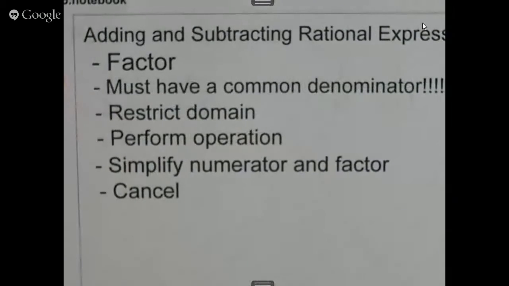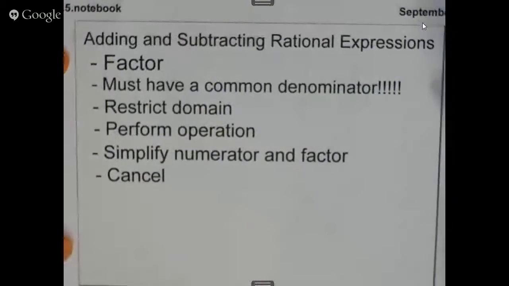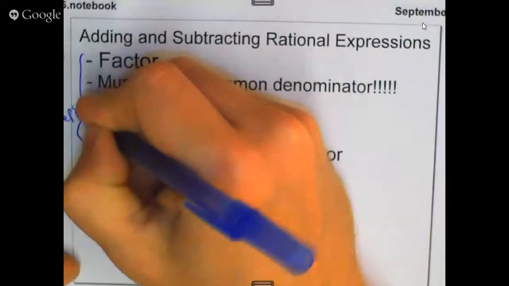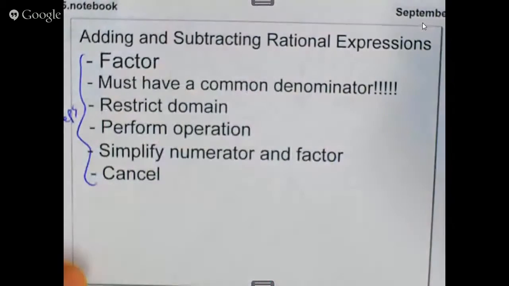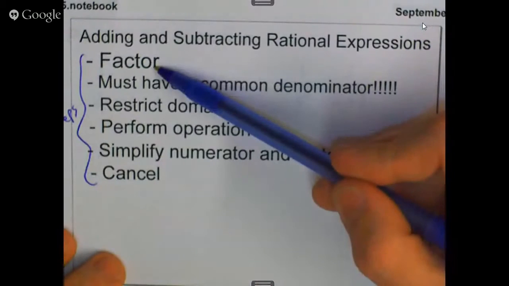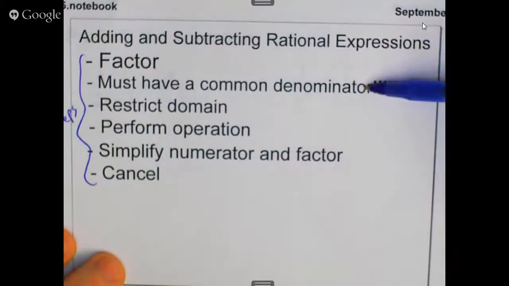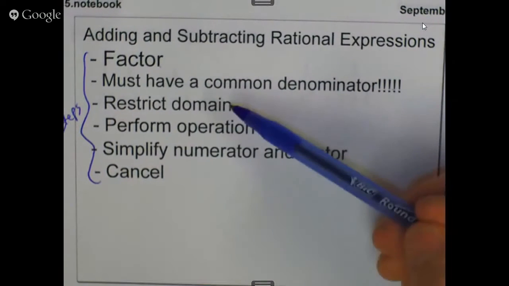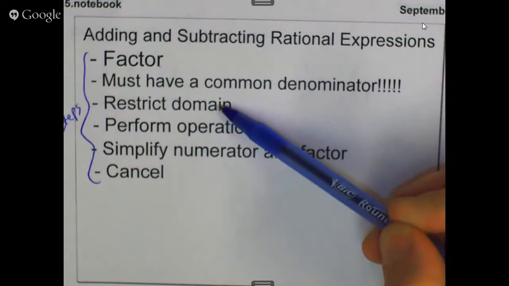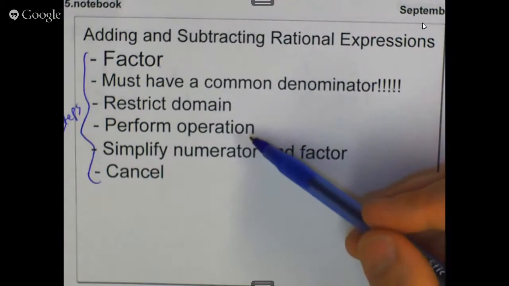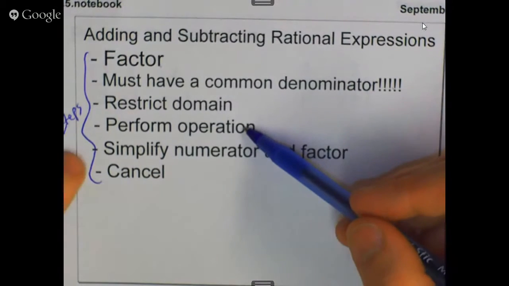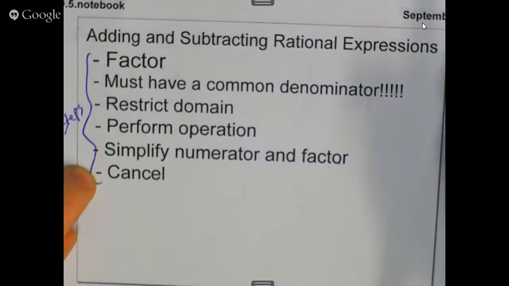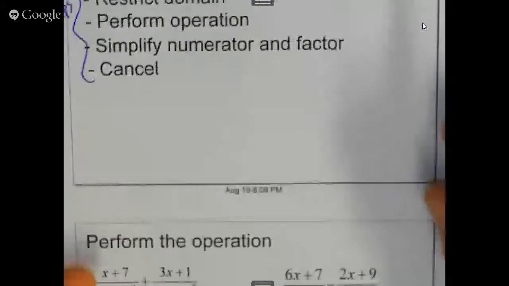Adding and subtracting. Again, we've got some specific steps. I'm going to factor everything. You must have a common denominator, so we will get one here. You want to restrict the domain. Perform the operation. Simplify the numerator and factor again, and then cancel. Canceling is at the very, very end.